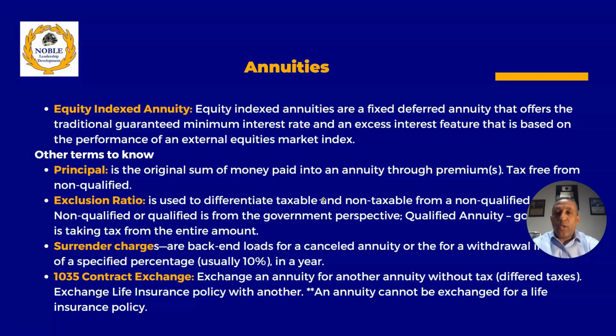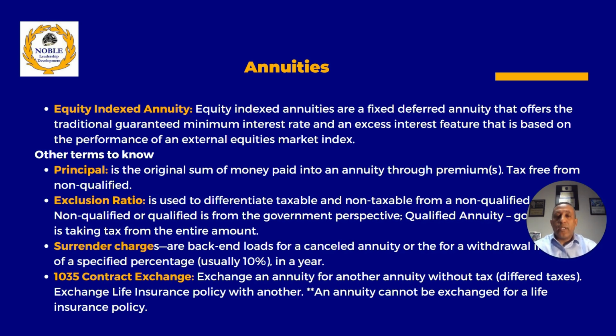Another one is an equity index annuity. It mirrors the market, but it's not in the market. An equity index annuity is a fixed deferred annuity that offers the traditional guaranteed minimum interest rate and an excess interest feature that's based on the performance of an external equity market index. So it mirrors the market but is not in the market. You get the gains of the market, but there is also a minimum guaranteed interest rate. That's called an equity index annuity.